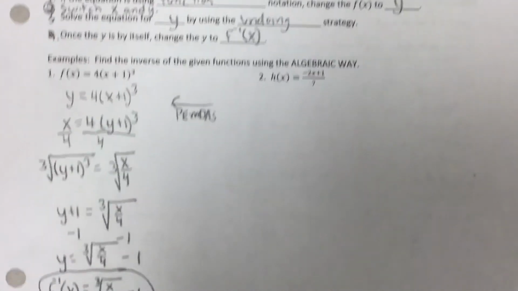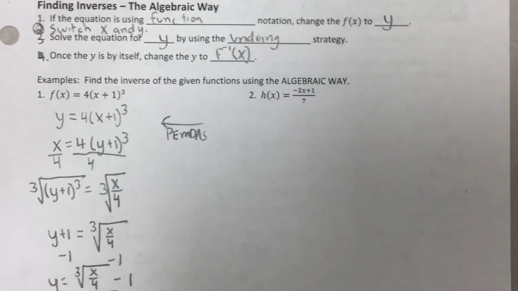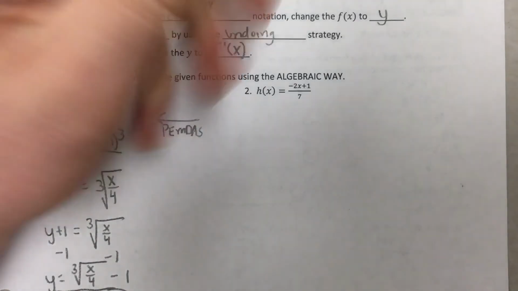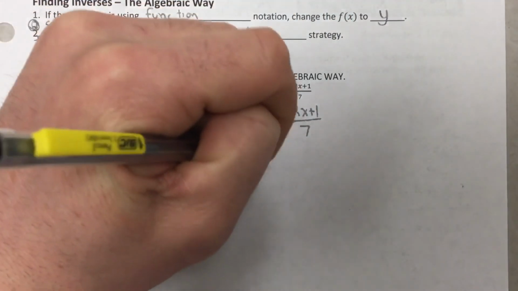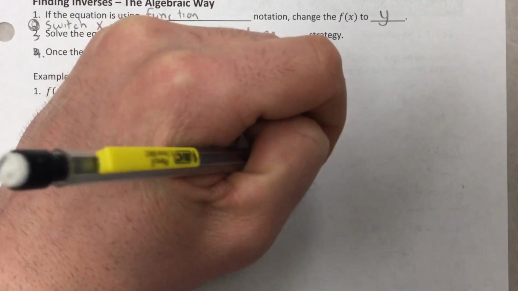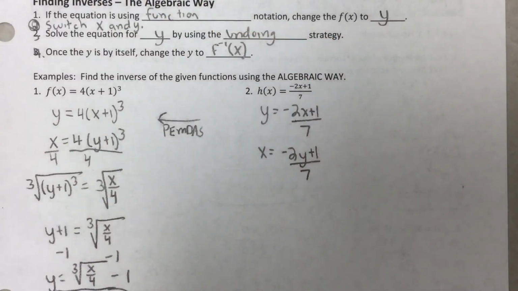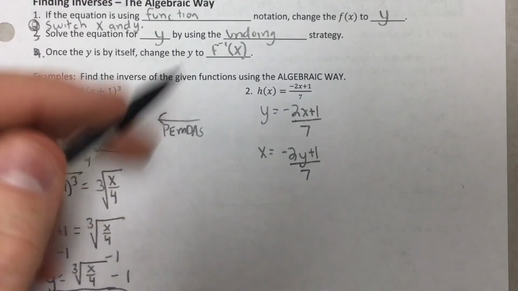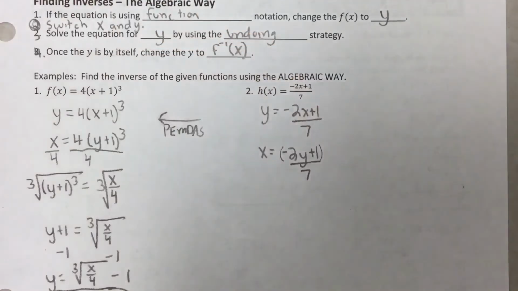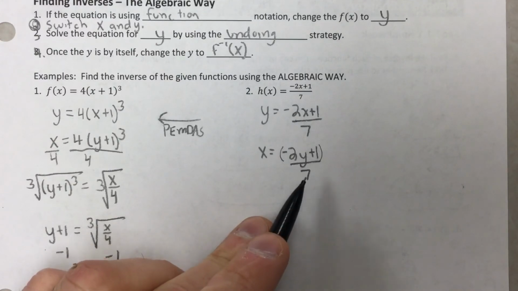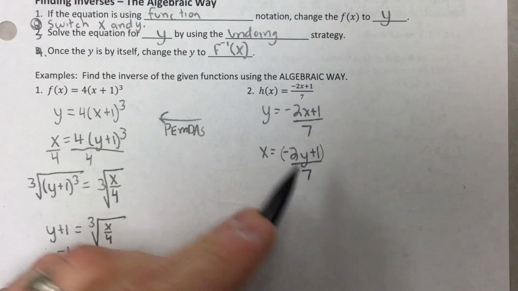All right, one more example. Again, I'm making my h of x a y for right now. I'm going to change my x and y next. And so we just did steps 1 and 2. Step 3, now we're going to solve for y by using our undoing strategy. So I'm going to undo addition, subtraction, but remember, when you have a fraction written this way, there is parentheses, so I can't get to that plus 1 yet. So I'm going to have to get rid of the 7 by multiplying by 7.